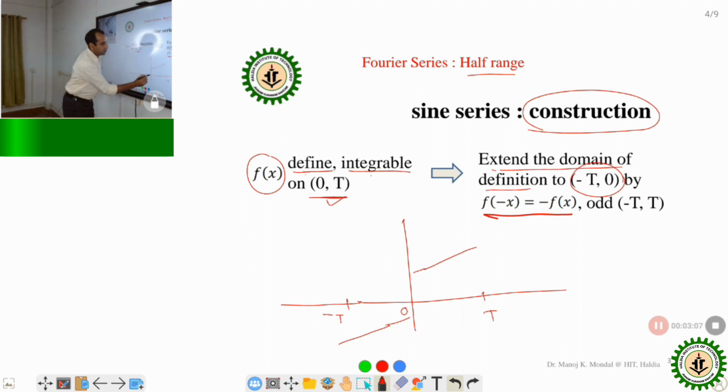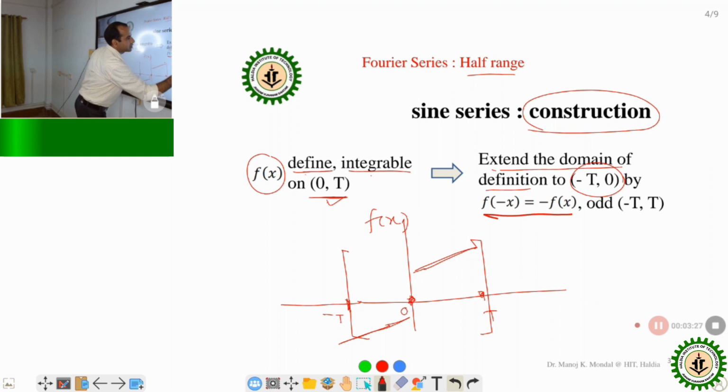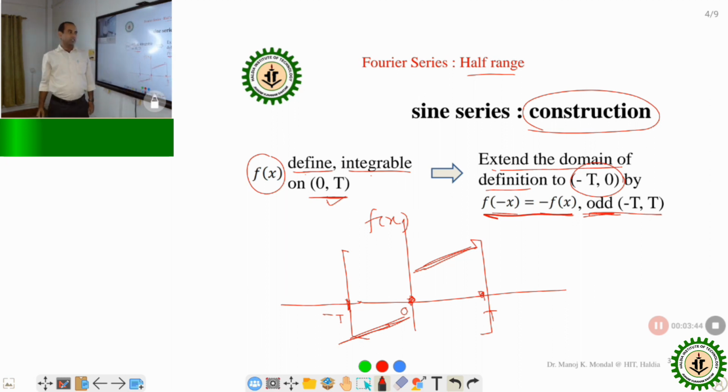That means from 0 to t, the function is here, and from minus t to 0, the function will be in this way. So now if I consider the total interval from minus t to plus t, the function f(x) will be treated as an odd function. Looking at this graph, here is the first portion and here another. That means f(-x) = -f(x) by definition. So the function is converted into an odd function in minus t to plus t. This is the construction of the function.